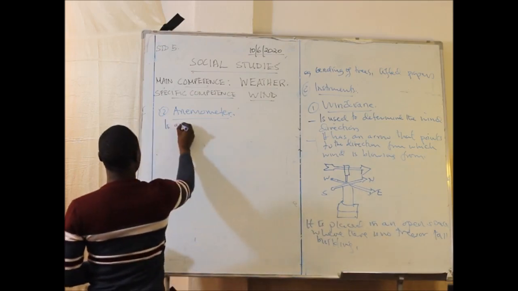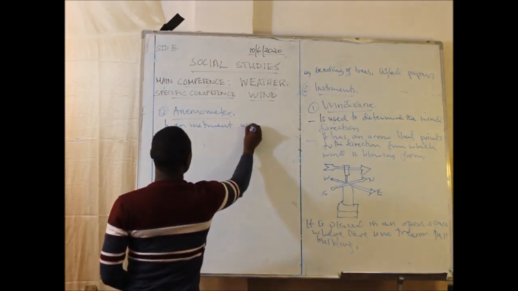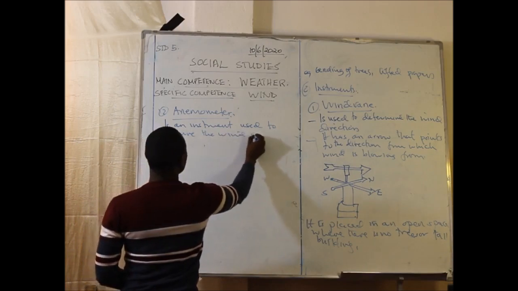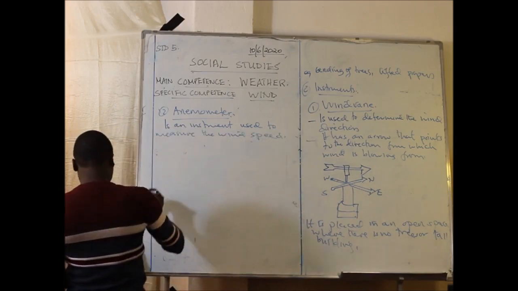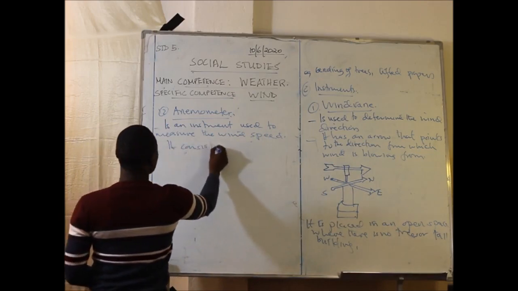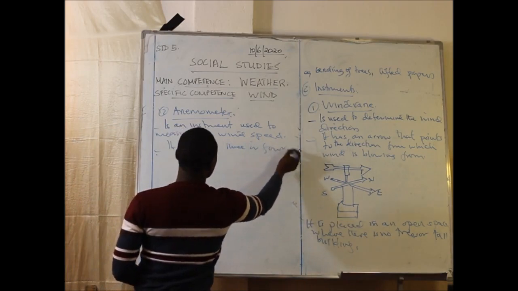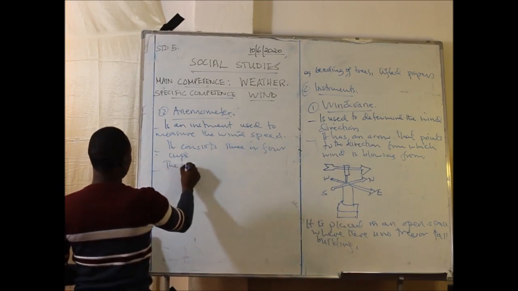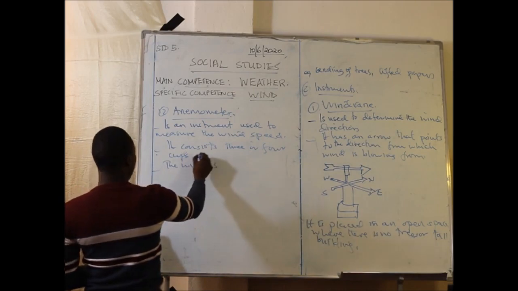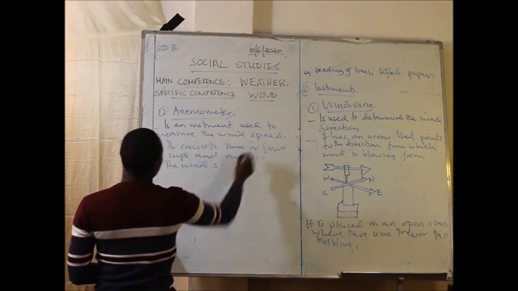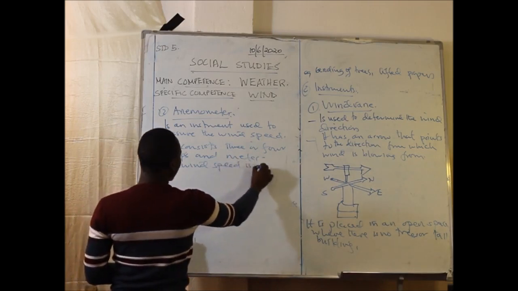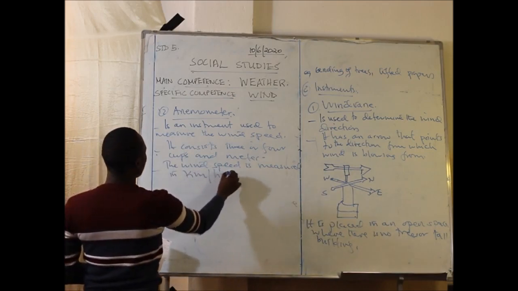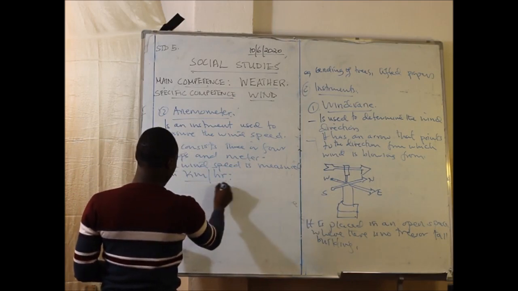So an anemometer is an instrument used to measure the wind speed. It consists of 3 or 4 cups. The wind speed is measured in kilometer per hour.